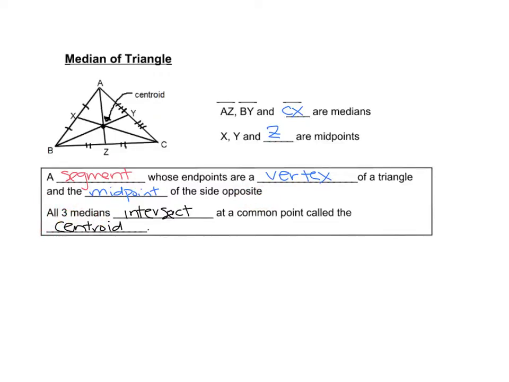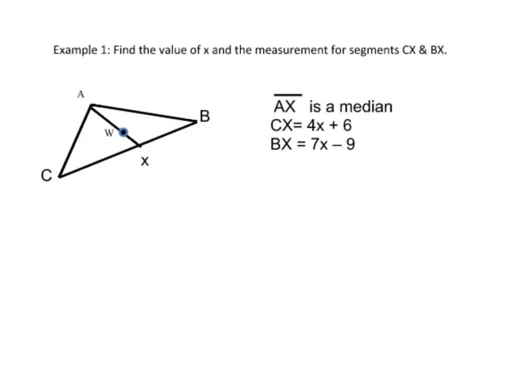Okay, so notice here all 3 medians, when they intersect at a common point, that is called the centroid. So, first example, find the value of x and the measurement for segments CX and BX. They are telling us that AX is a median. Something important here is that this median is cutting this segment into two congruent pieces, because X is the midpoint.